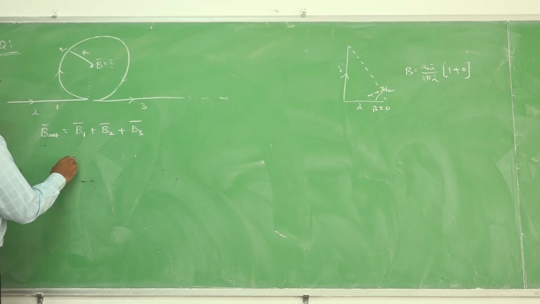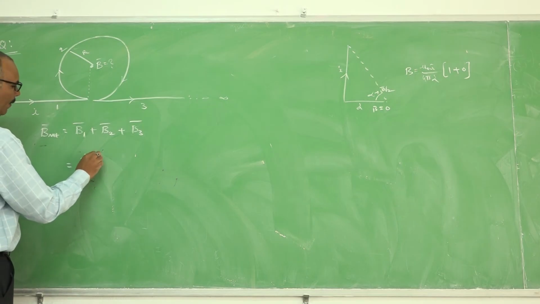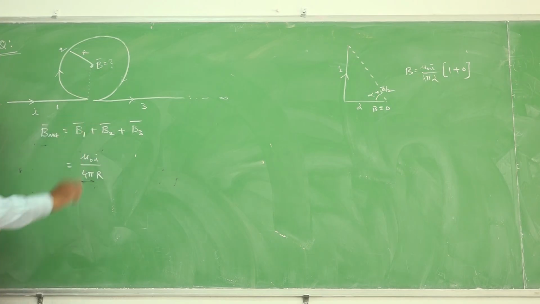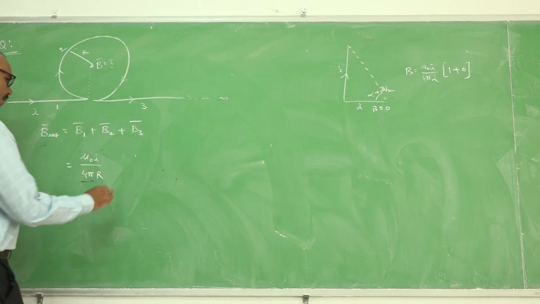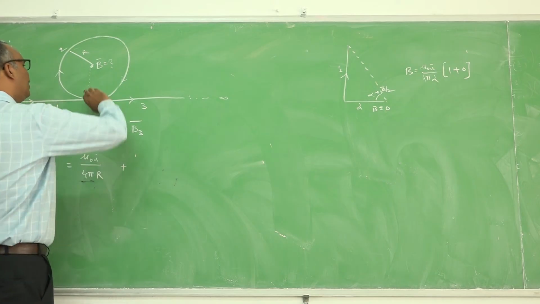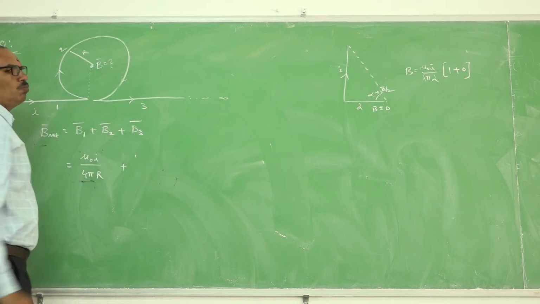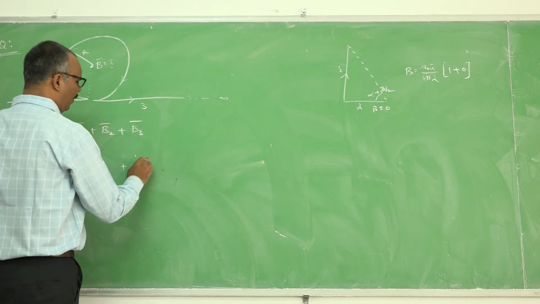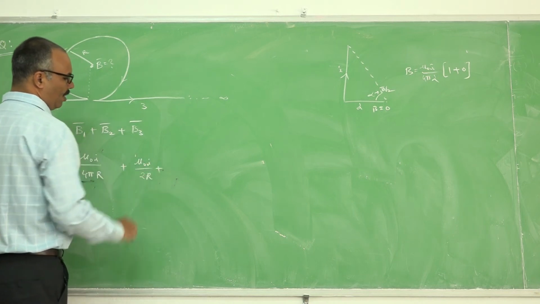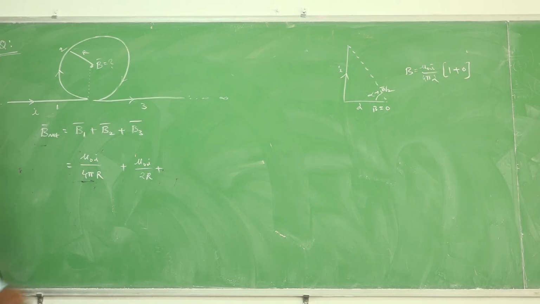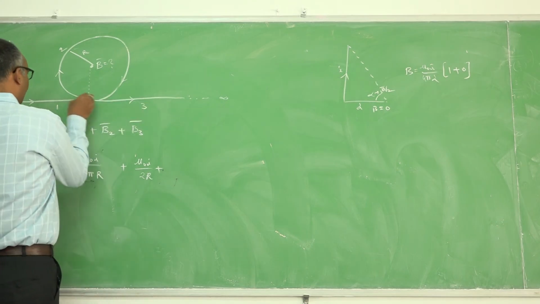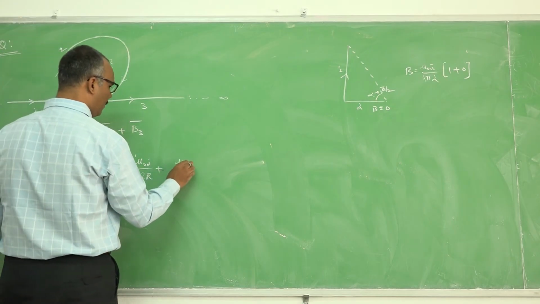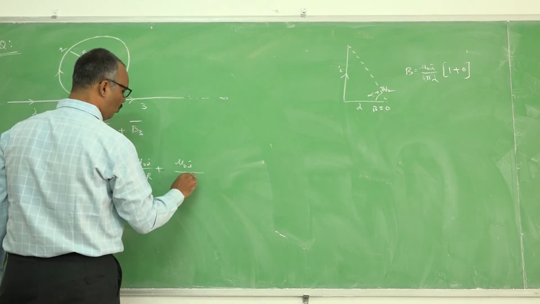So what is the value? Mu naught I by 4 pi r, as d means nothing but radius r. What about the second one? B2 is almost a circular loop. At its center, the strength of the magnetic field is mu naught I by 2r. Already we discussed. The third wire is also similar to the first wire, a semi-infinite wire. So the magnetic field is given by mu naught I by 4 pi r.